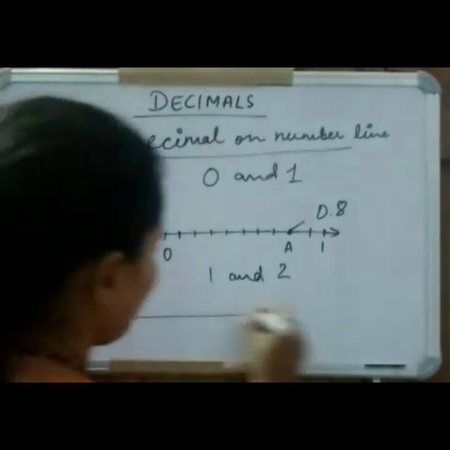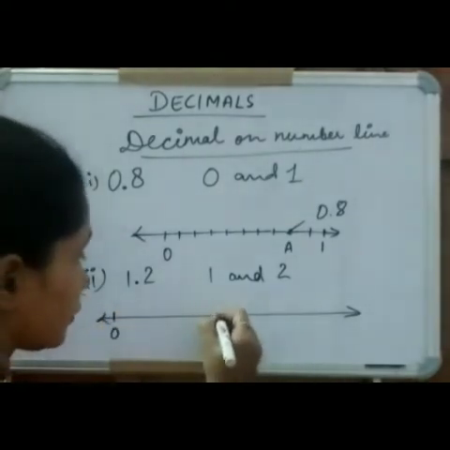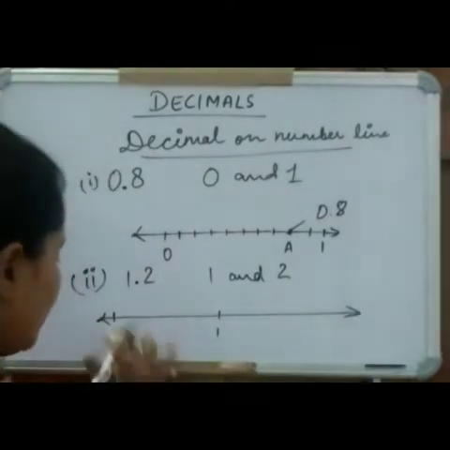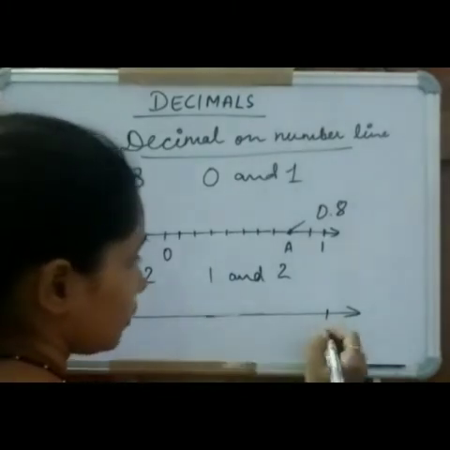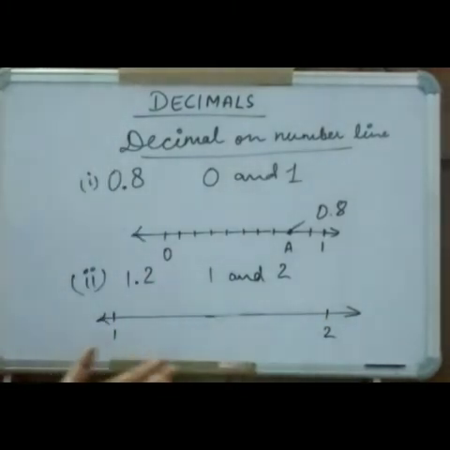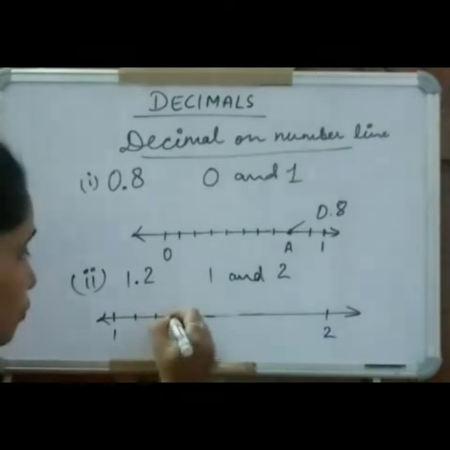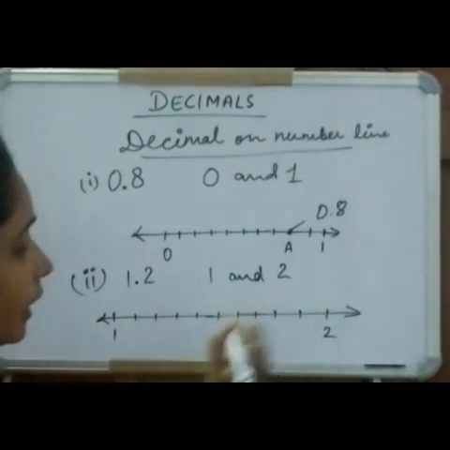So again we will draw a line. It is 0, 1. It will come between 1 and 2. So do one thing, make it between 1 and 2 only. You will show the line from 1. So here what you will do? Again you will draw 10 divisions. 1, 2, 3, 4, 5, 6, 7, 8, 9 and this is 10.